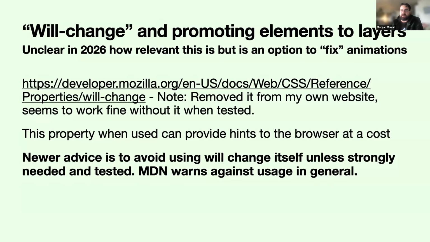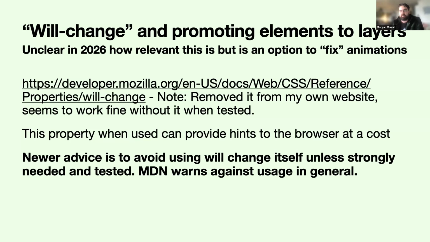So there was some advice, and this is one of the things that I just see evolve over time. There was stronger advice in the past to use a property called will-change to promote things to their own layers, kind of as a hint. Now, this seems to have been improved upon over time, and it's actually advised against in basically all instances, unless you have a very specific use case for it.